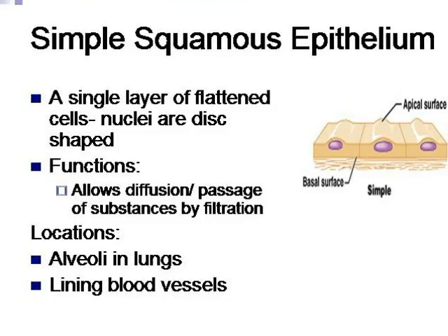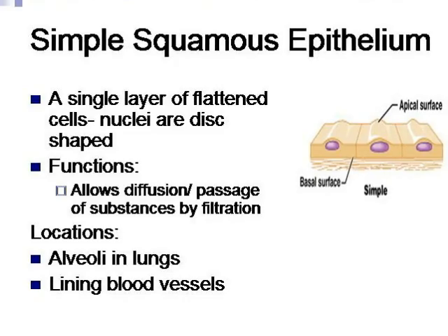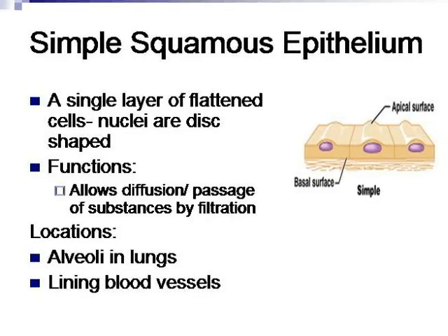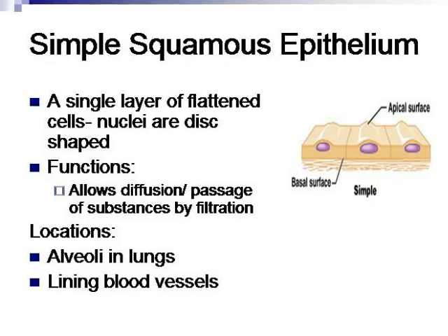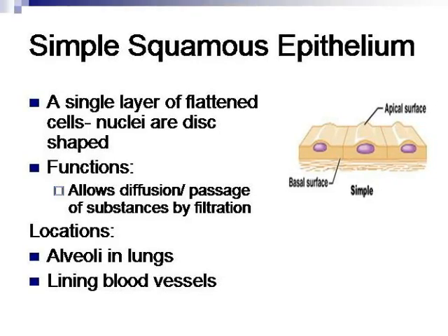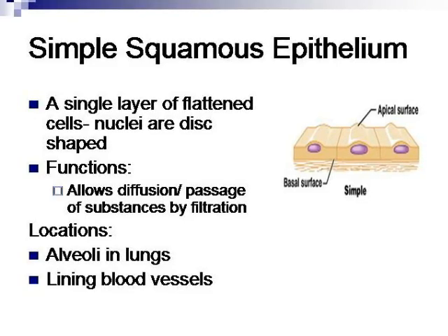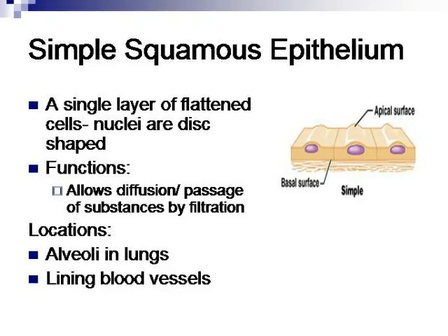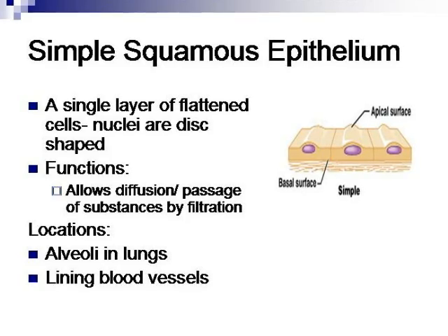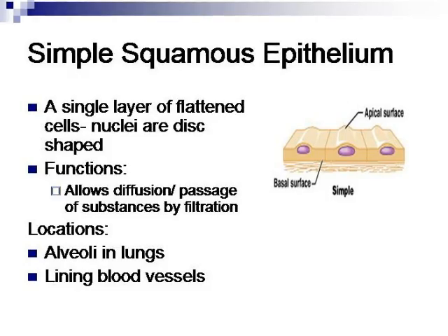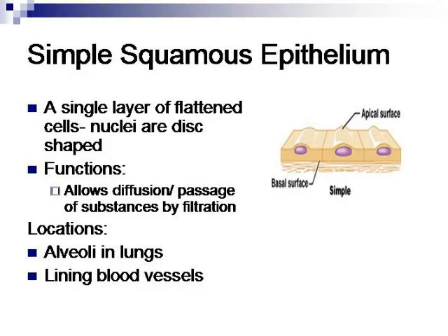You'll find simple squamous epithelium lining the alveoli in the lungs, which are the air spaces. Oxygen and carbon dioxide can diffuse through these cells and into the bloodstream. You'll also find simple squamous epithelium lining the blood vessels, again to allow gases like oxygen and carbon dioxide to diffuse, or to allow nutrients to pass from one layer of the cell into the tissues.